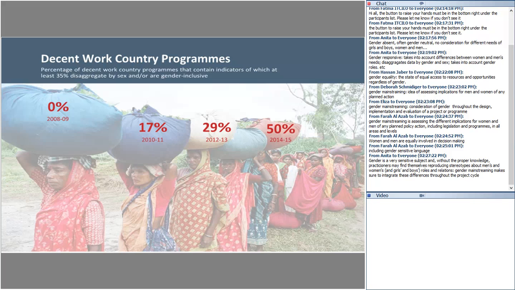In 2010-11, we changed the methodology. We became even more strict. We said 35% of the indicators in a decent work country program should be gender inclusive. And look at that.